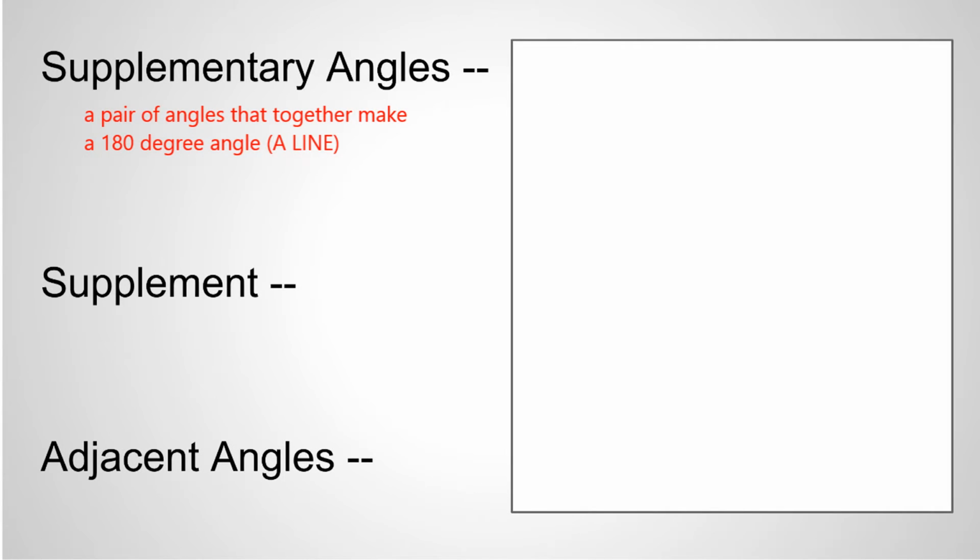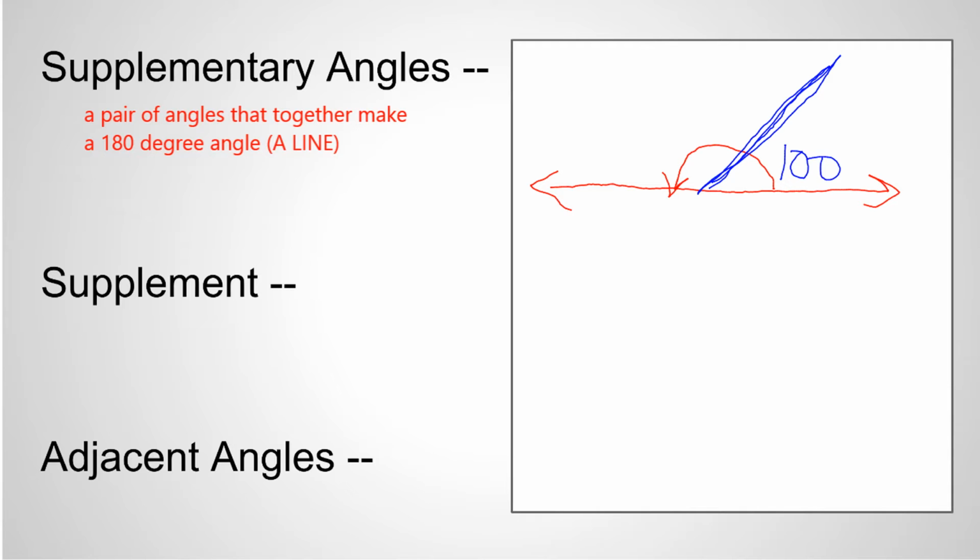The next pair are called supplementary angles. And the difference between this and complementary angles is that instead of making 90 degrees together, this one will make a 180-degree line. So something like this, 180 degrees, and it will be two angles that together make that. So we can have one that is 80 and the other that is 100. And this would be two supplementary angles. And the supplement of 100 degrees would be the 80 because together they make 180.